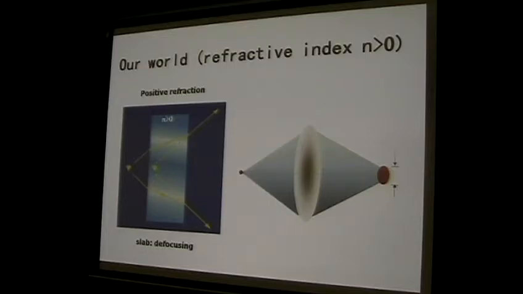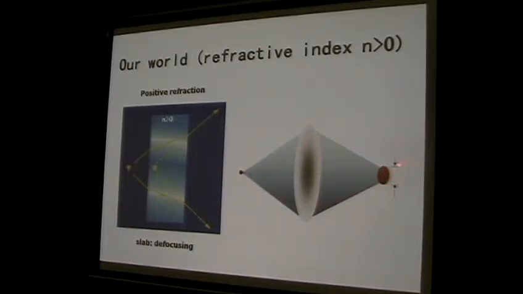So we all know we are living in a world with a refractive index larger than zero, a positive refractive index. And if we put in a lens here, a glass, and we put in a point source here, the rays are going to defocus. This is positive refraction, they go this way, and then go even further, leaving the axis. But if we want focusing, then we put in a convex lens, and we can make a focus. So focusing is no big deal. We can easily do that with a convex lens.